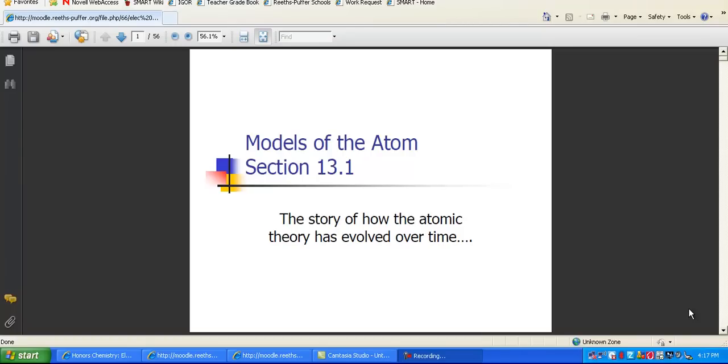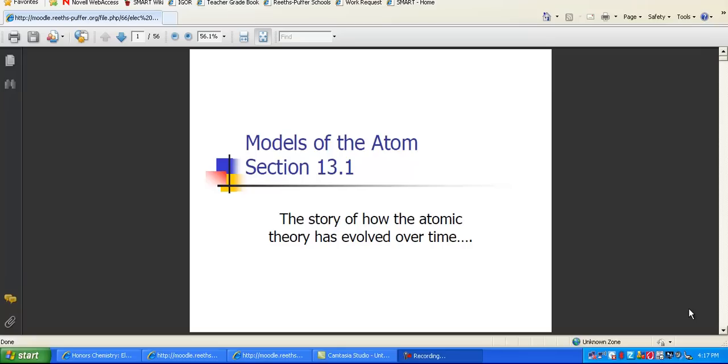In our video lesson today, we'll be talking about models of the atom. Really, just a story of who said what about the atom along a timeline, kind of an evolutionary period as we learned more and more about the atom and watched the atomic theory evolve with better and better technology. So the story of how the atomic theory has evolved over time.